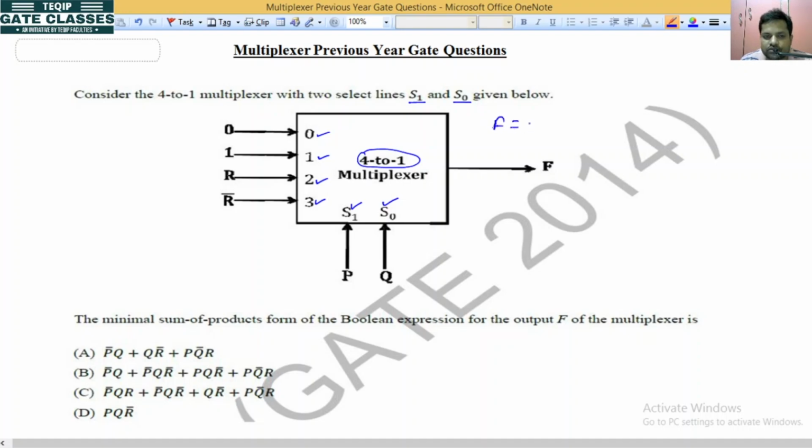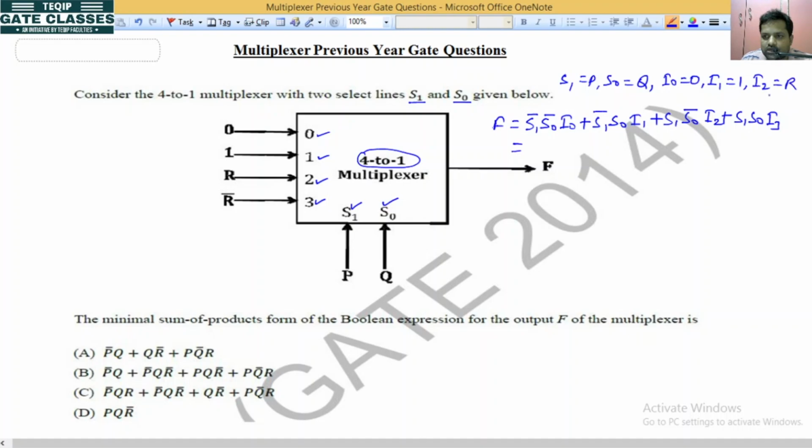F equals S1 bar S0 bar I0 plus S1 bar S0 I1 plus S1 S0 bar I2 plus S1 S0 I3. Now S1 is P, S0 is Q, I0 is 0, I1 is 1, I2 is R, and I3 is R bar.